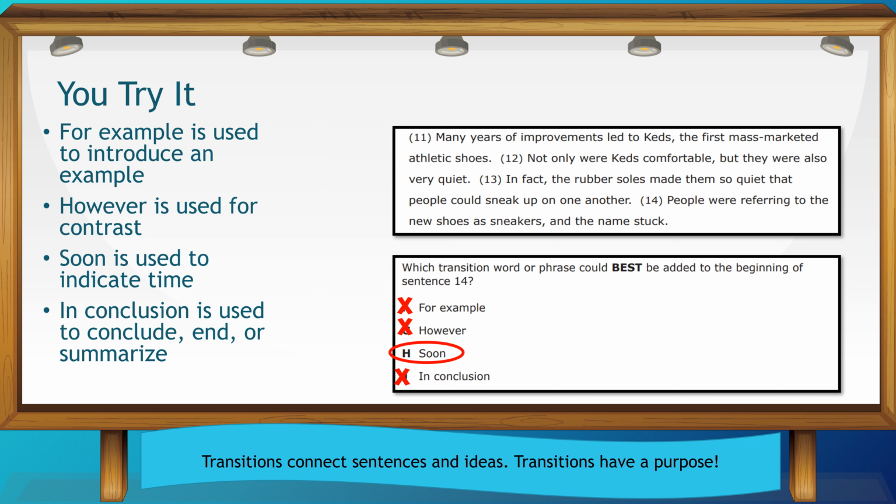In fact, the rubber soles made them so quiet that people could sneak up on one another. Soon, people were referring to the new shoes as sneakers, and the name stuck. Not only does it connect the sentences in the proper way, but the word soon, used to indicate time, meets the purpose of the transition word.